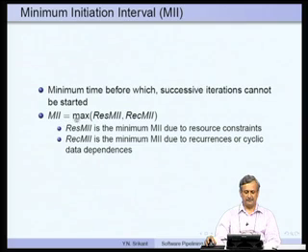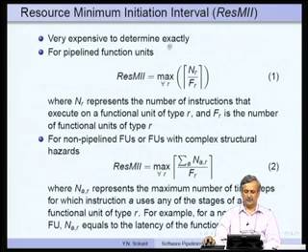So, MII is the maximum of ResMII and RecMII. ResMII is the minimum initiation interval due to resource constraints, and RecMII is the minimum MII due to recurrences or cyclic data dependencies. Let us elaborate. The resource minimum initiation interval, ResMII, is very difficult and very expensive to compute exactly. It is almost like solving the problem before we compute it.